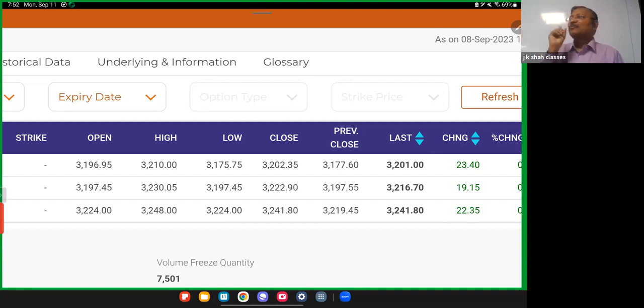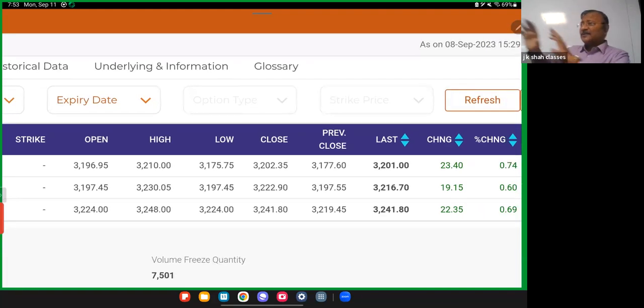Now understand, I'm not trading in stocks. I'm trading in futures. And this future is deriving its value from spot. Hence the word derivative. It derives its value from the underlying asset. Right?